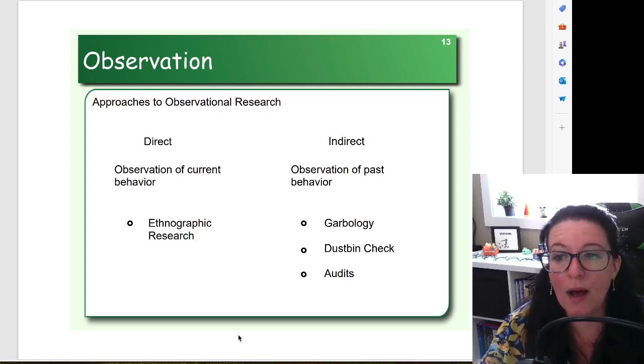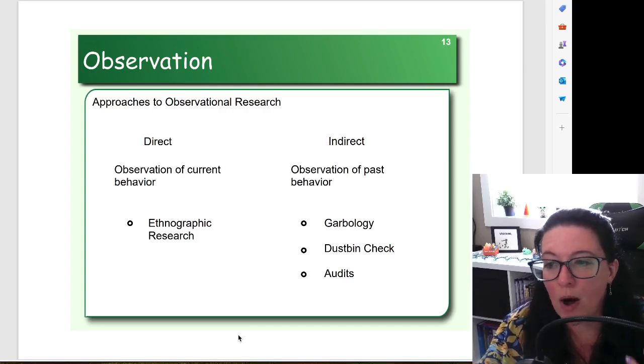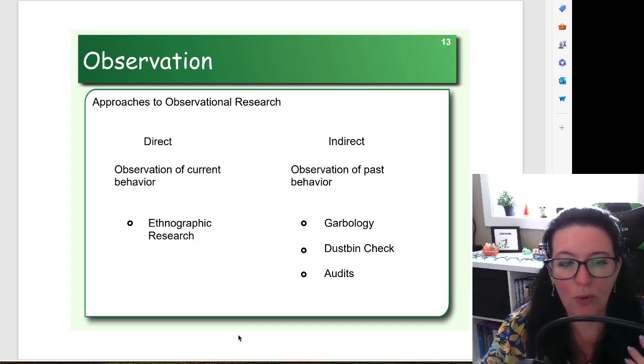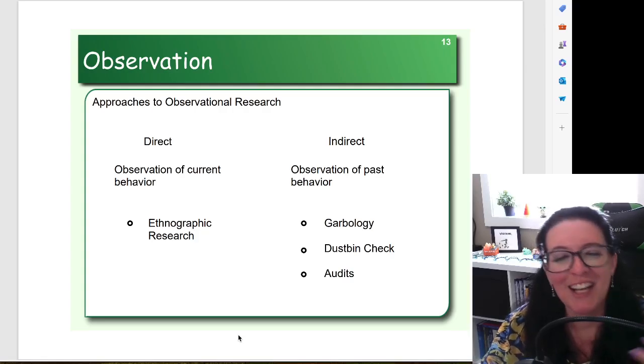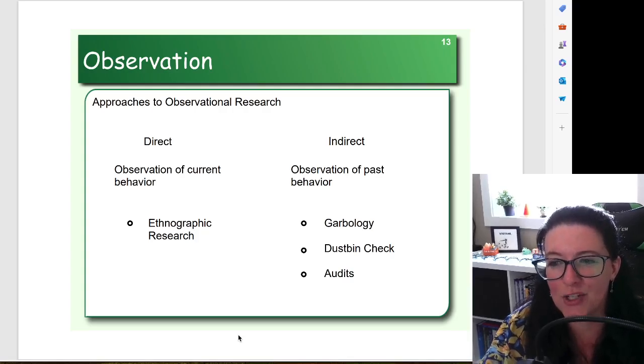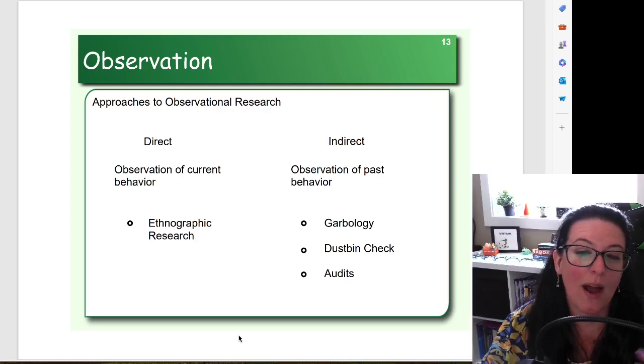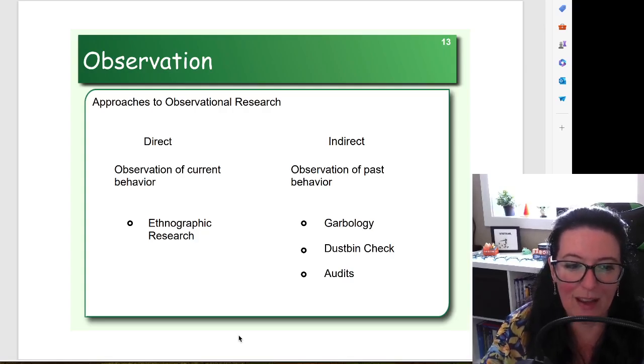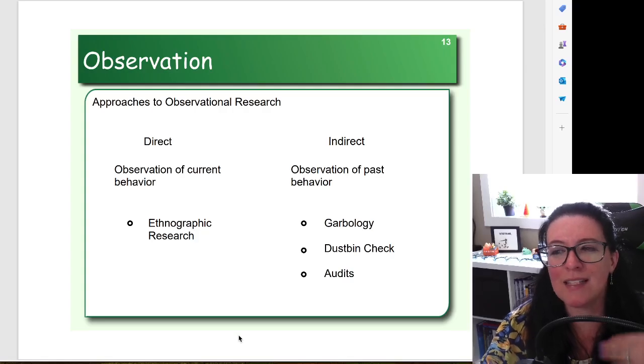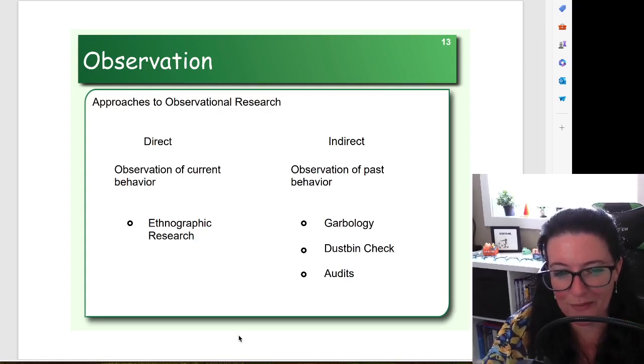An example of indirect observation would be garbology. Garbology is where you go through someone's garbage to analyze their consumption patterns. So we could dig through someone's garbage and see what kind of food they eat, what kind of products they buy. Okay? So we're looking for evidence of past events or behavior.